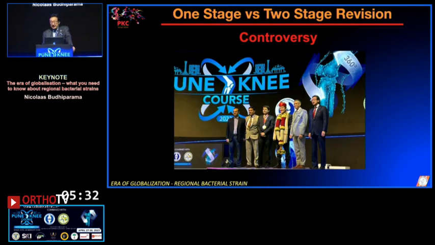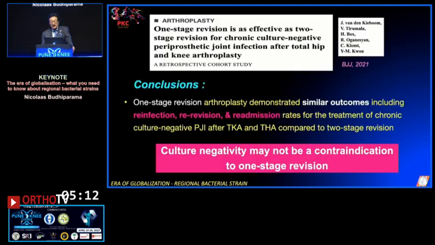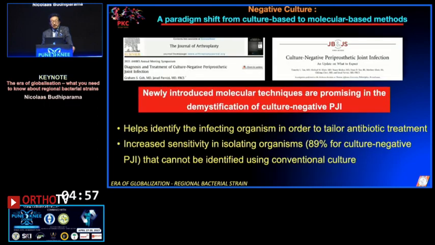1 or 2 stage revision. If you look at most of the publications in Europe, it shows here that the single stage is superior. So you see here, no reinfections in 28 treated with 1 stage, while 5 reinfections in 74 treated with 2 stage. And they said here, 1-stage revision has similar outcomes in reinfection, re-revision, and readmission. Even culture-negative may not be a contraindication to 1-stage revision.